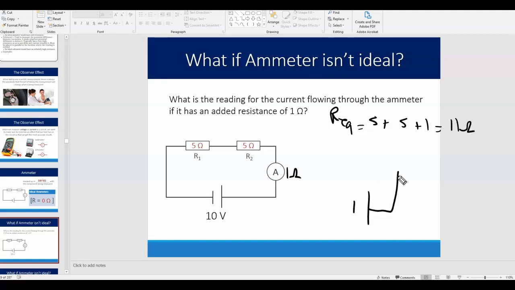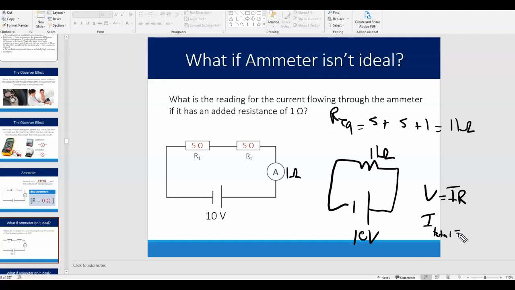And so that lets me simplify the circuit down to where this is 10 volts, this is 11 ohms, and then I can use V equals IR to find the total current. I total would be 10 divided by 11, and 10 divided by 11 is 0.91 amperes. So that's how much current would flow through the ammeter if it had a resistance of 1 ohm.